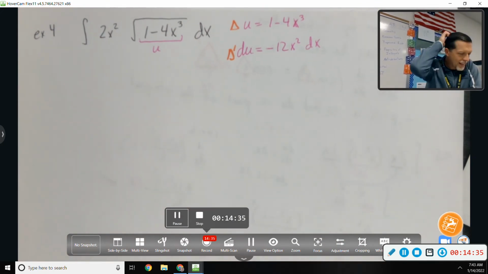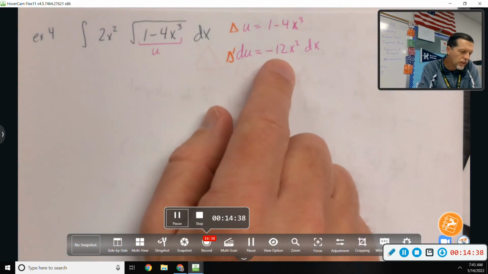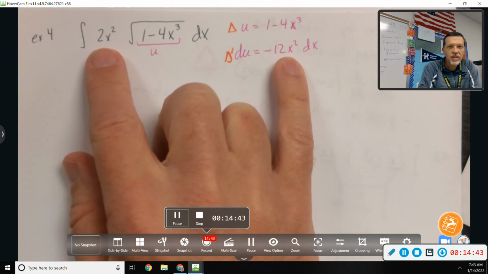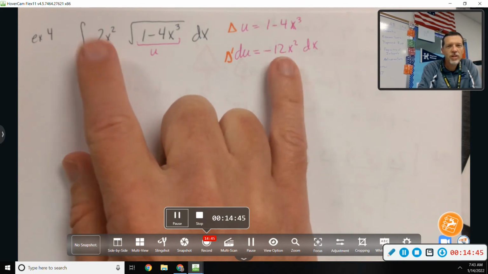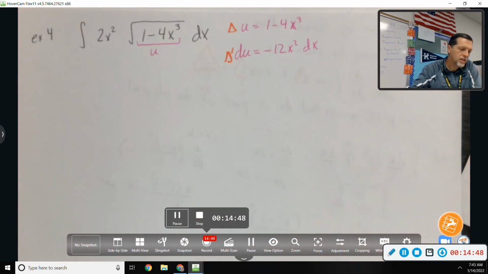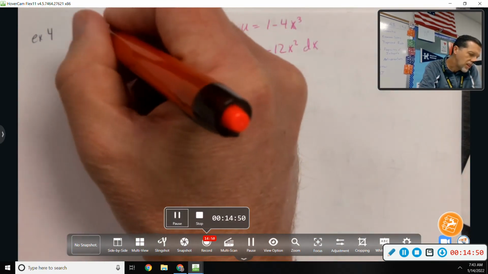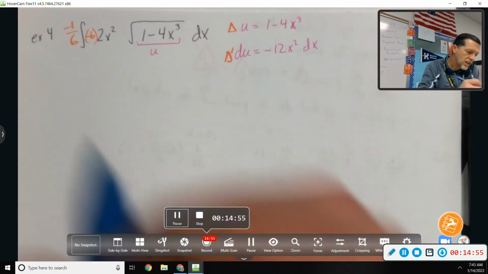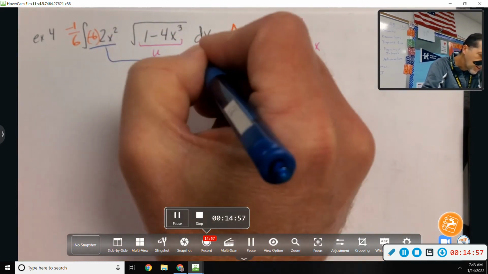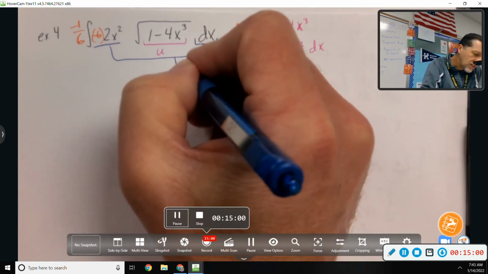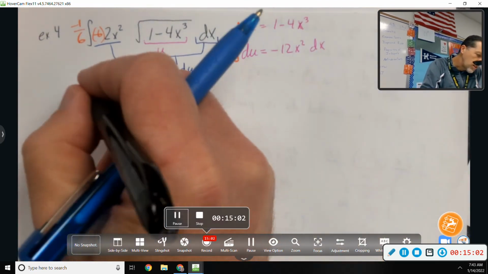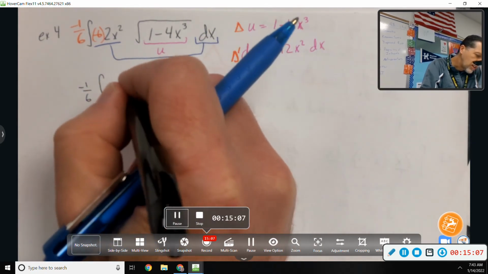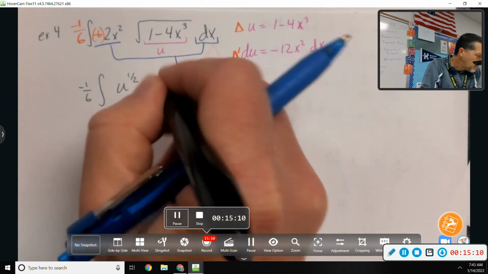So I don't exactly have negative 12x squared, I have 2x squared, so I'm only off by a number, so I can fix that. What should I multiply by to make this work? Negative 6 on the inside, and then negative 1/6 on the outside. So this combined with this is du. So negative 1/6 out front, integral of u to the 1/2 du.